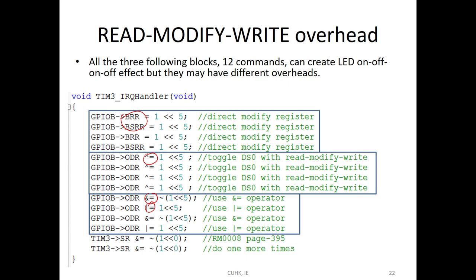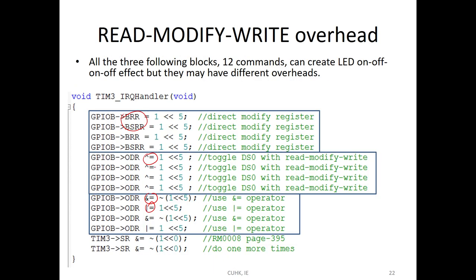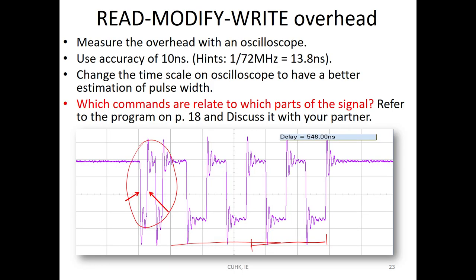Very simple. But if you use an oscilloscope to measure the result, you can see portion 1 is very, very fast. Portion 2 is slow. Portion 3 is slow. The speed difference is 3 times. So I will say using BRR and BSRR is 3 times faster. If you use an oscilloscope to measure this, you have to set the resolution or accuracy to 10 nanoseconds. Then we'll get results like this.